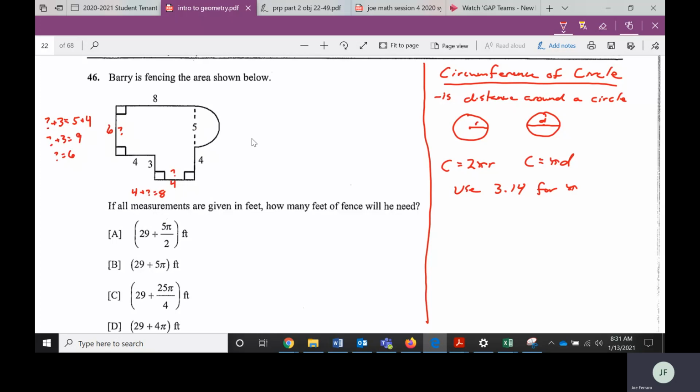So this is 6. Okay, so if we go around here, let's start right here, and let's go this way and add this all up and start looking at the perimeter. So we have 8. We go down is 6. Then we go over is 4. We go down is 3. We go over is 4. We go up to here is another 4. And now we have this last bit. Now this is where the real problem comes in.